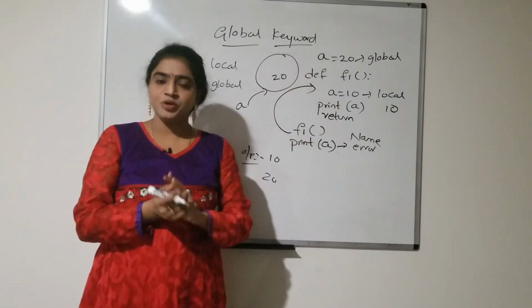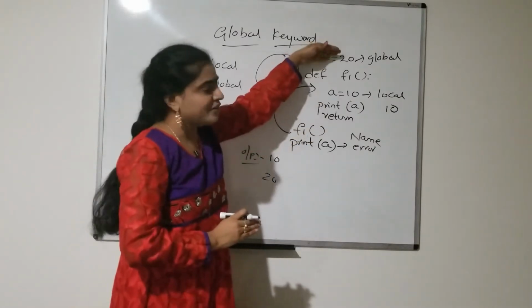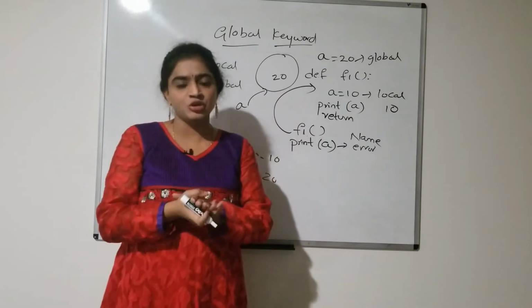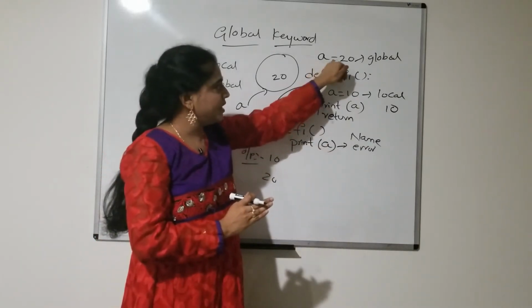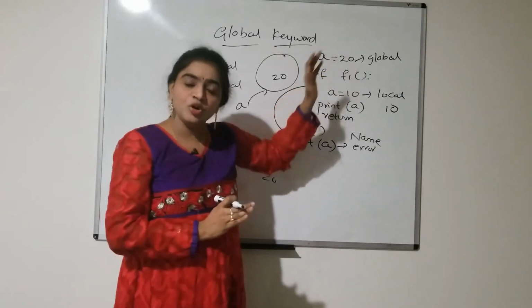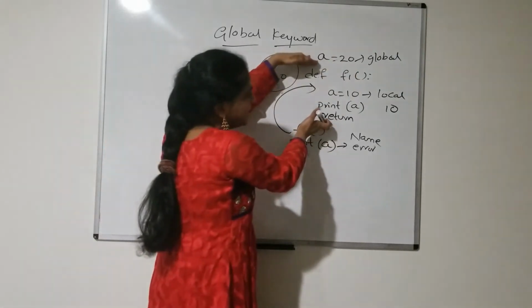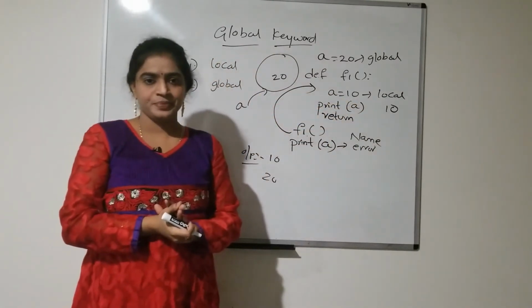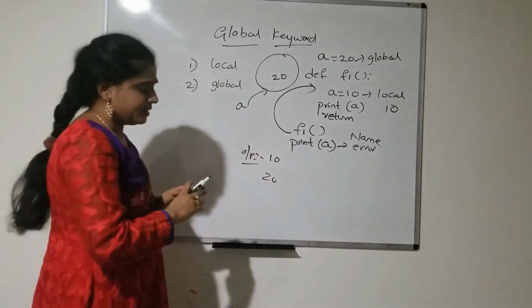Global variable means whatever variable you have written outside the function will act as a global variable. No need to specify any global keyword for those variables. By default, the Python interpreter will consider this variable as a global variable. Whatever variable you write inside the function is said to be a local variable. Okay.